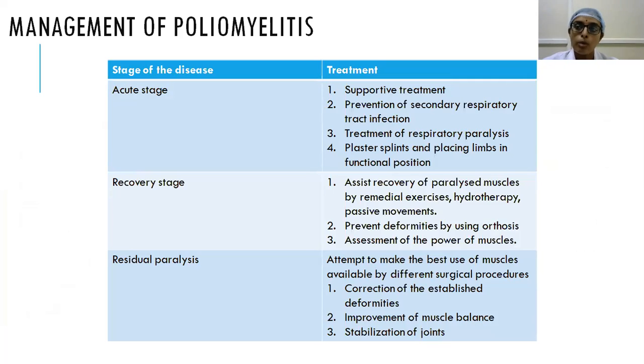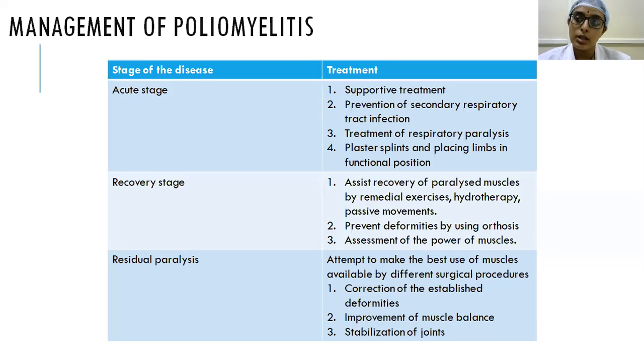In the warm water, the child is kept, and gradually passive range of motion exercises are done by the physiotherapist or whoever is taking care of the child. So there will be a soothing effect on the muscles which are under spasm. That is one thing which is done to relieve the spasm. And the second thing is, during that phase, plaster splints are used, and the patient is placed in functional position.